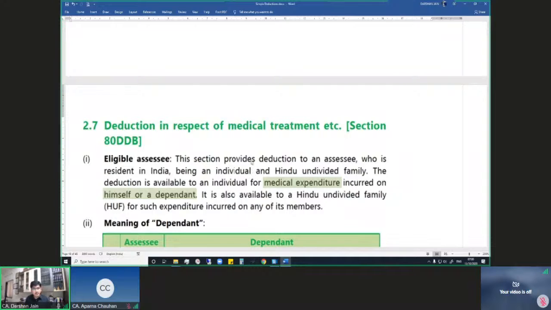Now again, this section is applicable only in case of individuals and HUF. Individual for medical expenditure of himself or his dependent, or a member of HUF when the HUF incurs any expenditure on the medical treatment of the member.